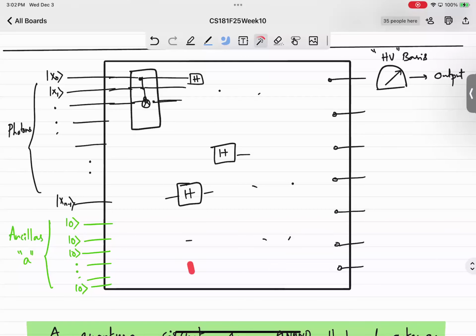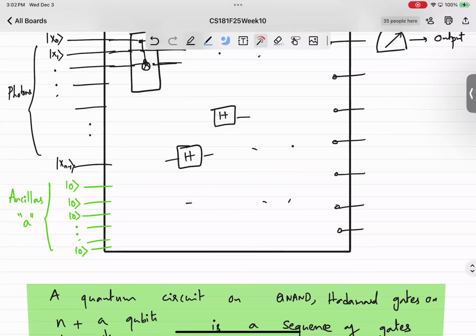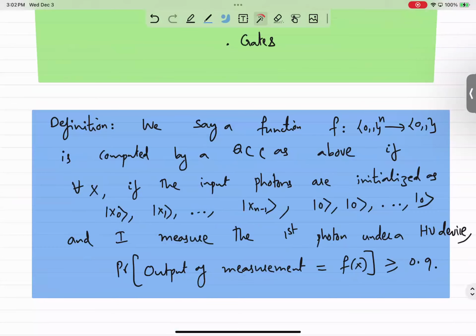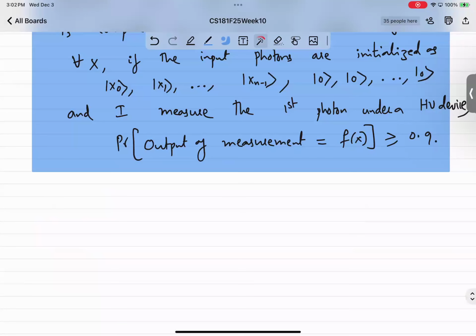Okay. Yeah. 0 is encoded as the 0 basis. Good point. I should stress that. So basically, if the measurement is the 0, like the horizontal polarization, I'll guess that the function's value is 0. If it's vertical, I'll say the function's value is 1. Okay. Again, that's just a convention, and that's fine enough.